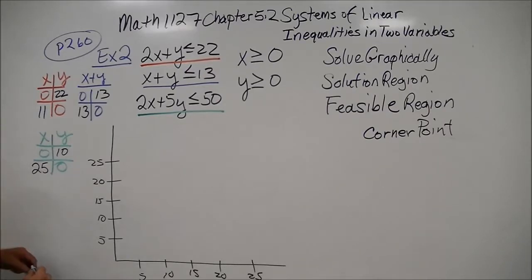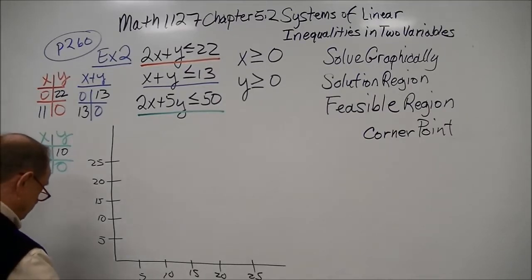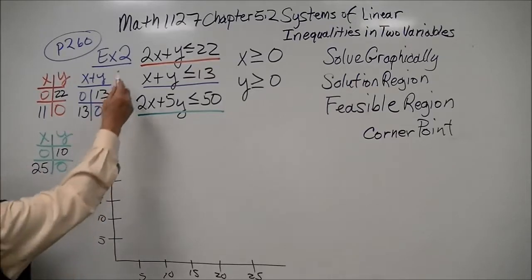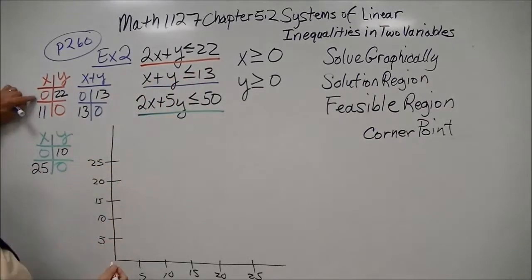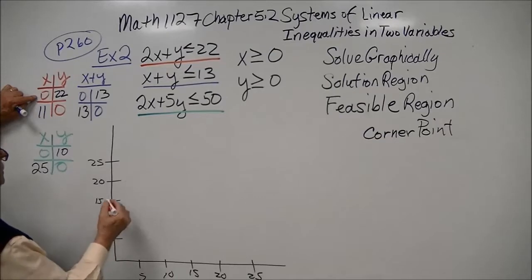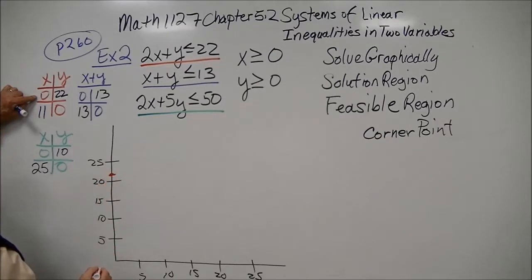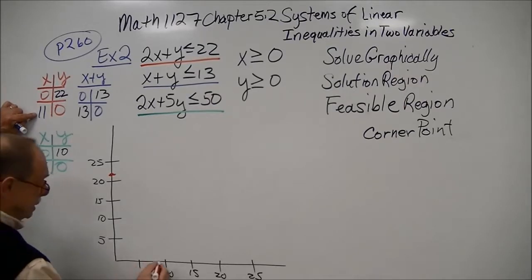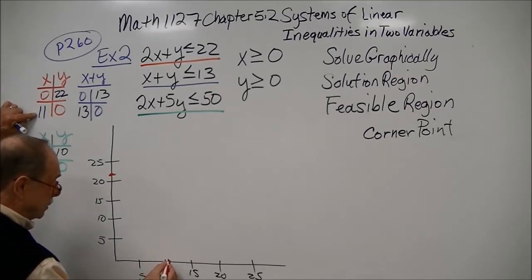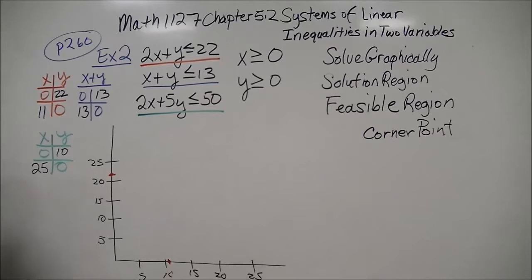So let's do the first one. I'm going to color code these. So for the red, we have 0, 22. So right about there. And then 11, right about there. And in fact, I'm going to set this up to save a little time and then get back to it.